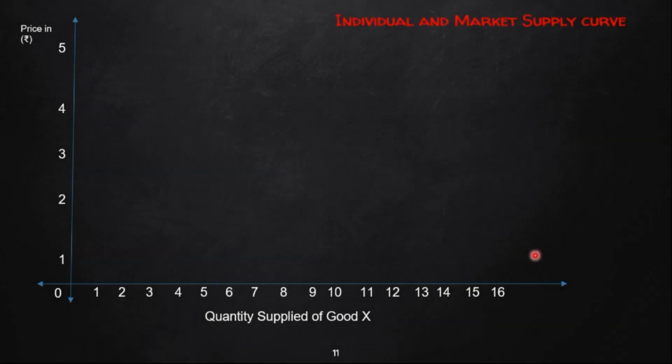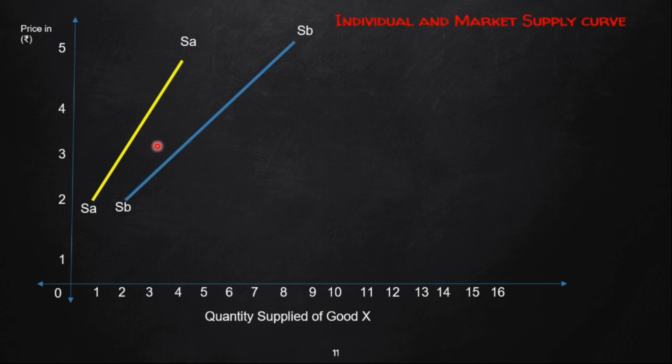In this diagram, we have SA, the seller A's supply curve, SB, the seller B's supply curve, and SM, the market supply curve. Well, how do we get the market supply curve? The market supply curve is derived from the horizontal summation of individual supply curves.